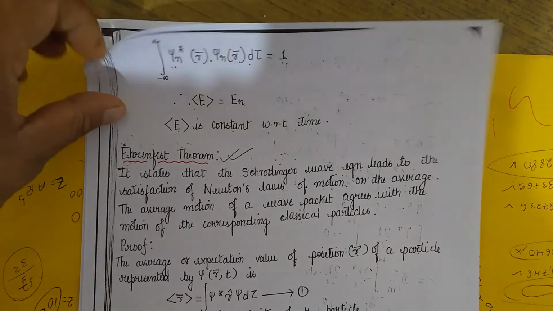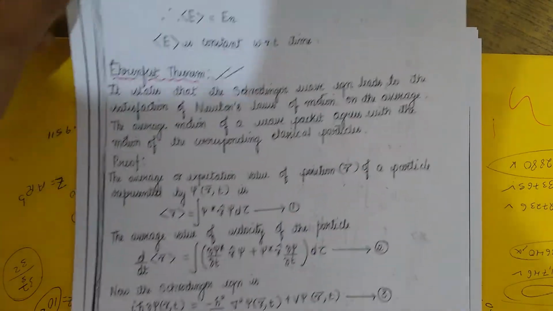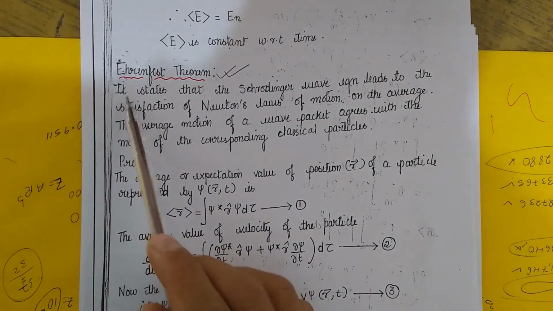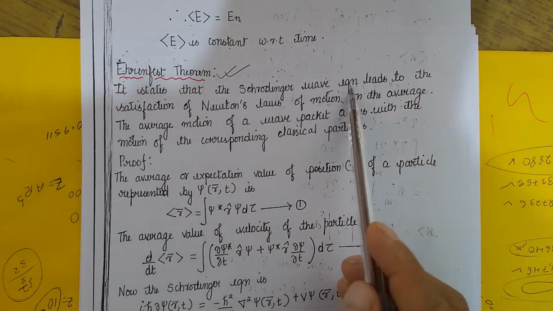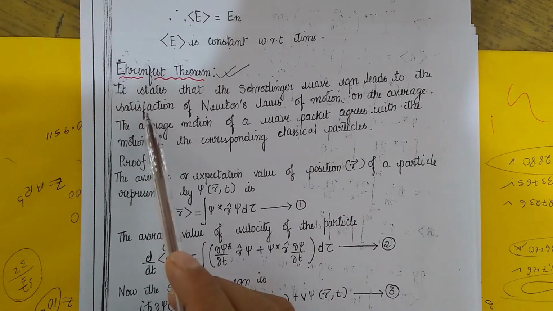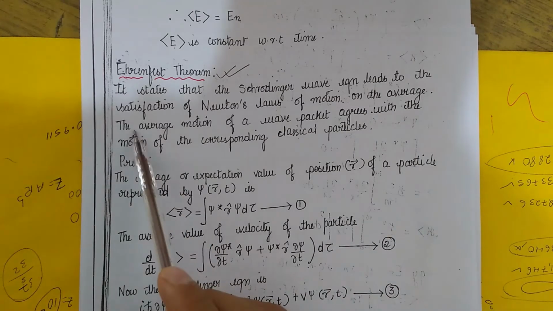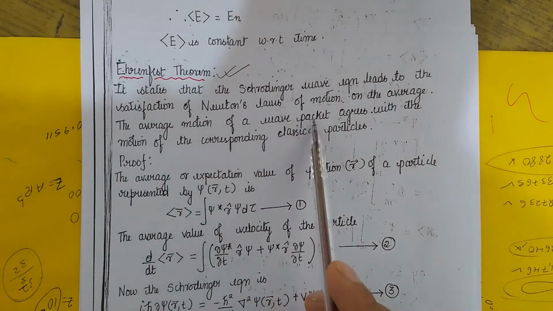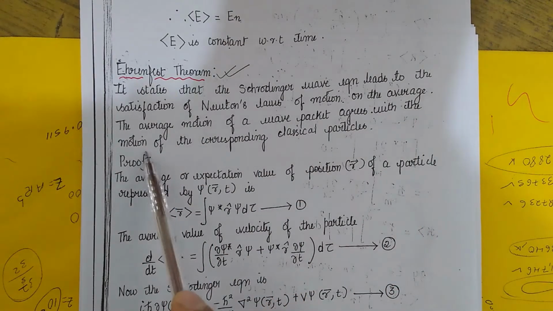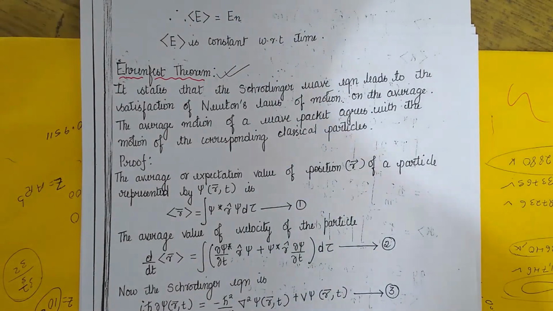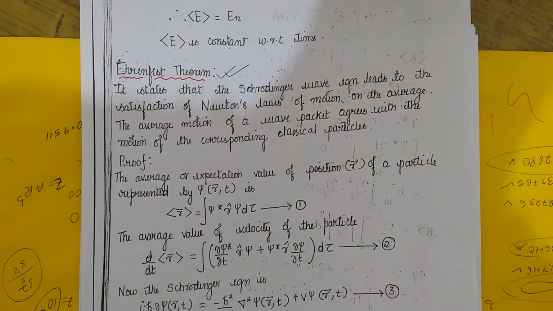And this class is for the Ehrenfest theorem. So let's see the statement of the Ehrenfest theorem. It states that the Schrodinger wave equation leads to the satisfaction of Newton's law of motion on the average. So the average motion of a wave packet agrees with the motion of the corresponding classical particles. So the Ehrenfest theorem is more or less like the Newton laws of motion in the classical physics.